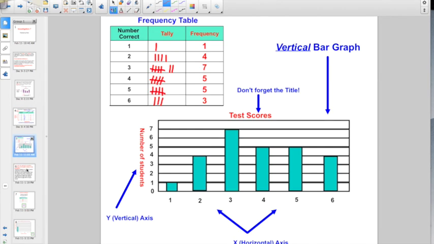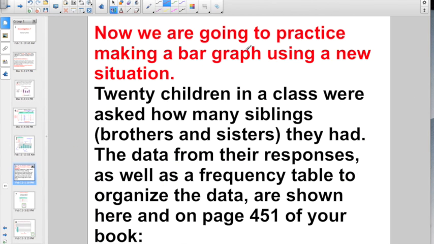Okay, let's keep moving on. So now we're going to practice making a bar graph using a new situation. And they spell out the situation here. It says 20 children in a class were asked how many siblings, that means how many brothers or sisters, they had. And the data from their responses, as well as a frequency table to organize the data, are shown both here and on page 451 of your book.